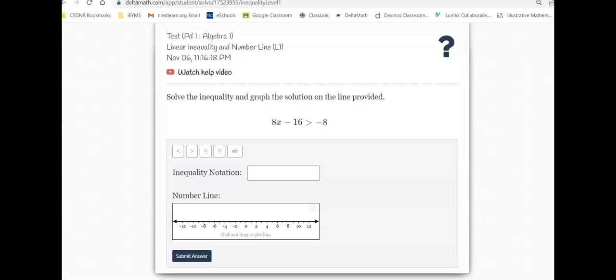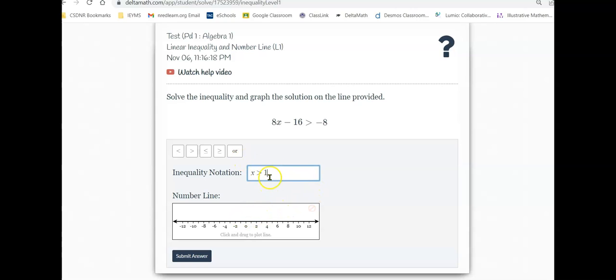So to do the math here, you're going to add 16 to both sides. Right? Add 16, giving us 8x is greater than negative 8 plus 16 is 8. Divide both sides by 8. X is greater than 1. So that's what I'm going to type here where it says inequality notation. I'm going to type x, click the greater than 1.